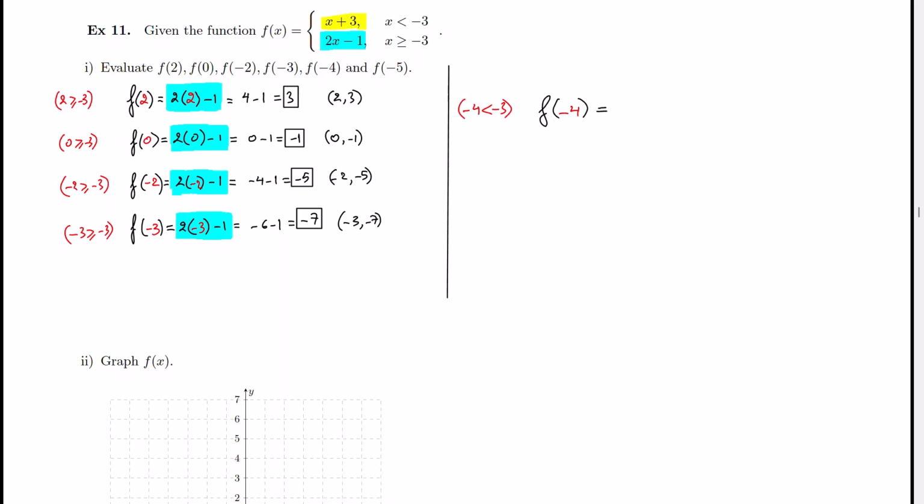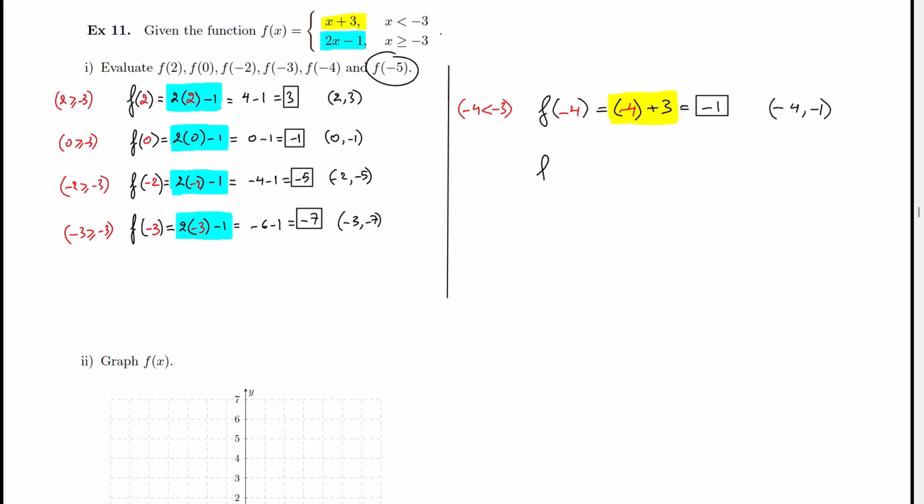So x first plus 3. The x is going to go here. And the x in this case will be just simply negative 4. And so negative 4 plus 3 is going to be a total of negative 1. And the point I'm getting has input negative 4 and output negative 1. So this is the ordered pair that I'm supposed to use there.